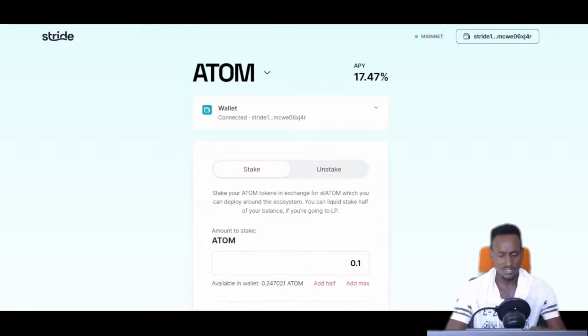So just give me 1 second to open up my ledger. Almost there.